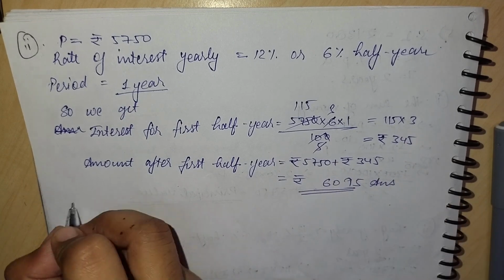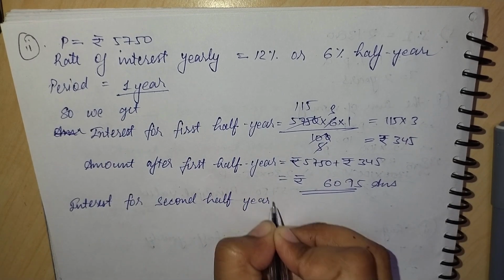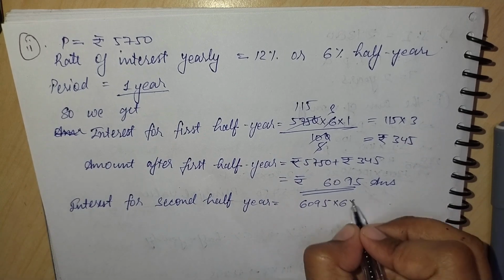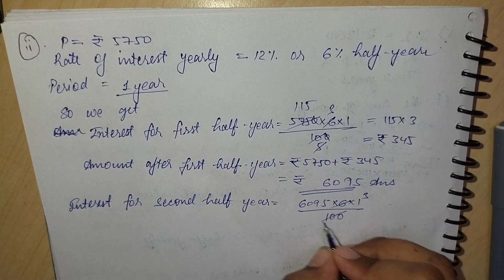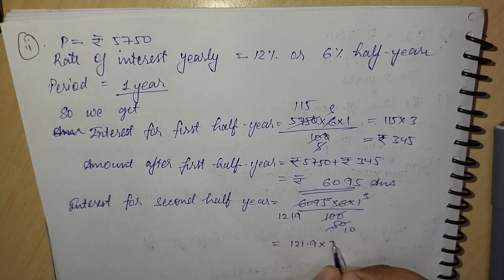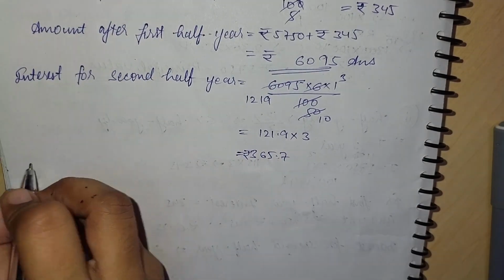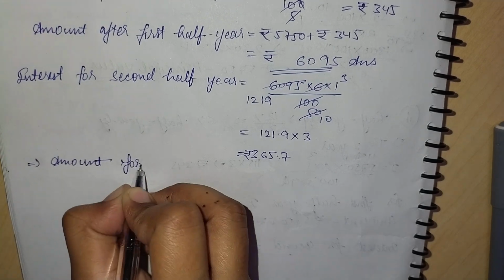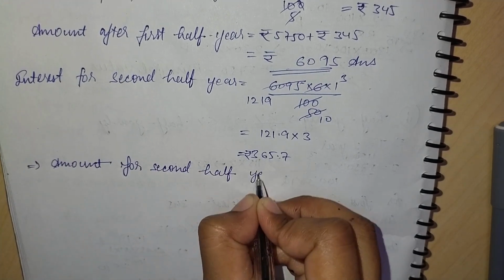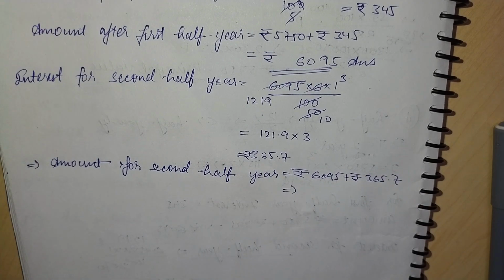Now we will find the interest for second half year, and then we will get as rupees 6095 into 6 into 1 divided by 100 equal to 365.7. On adding, for finding the amount for second half year, we will add the principal amount of second half year and the interest for second half year, and we will get as 6460.7.